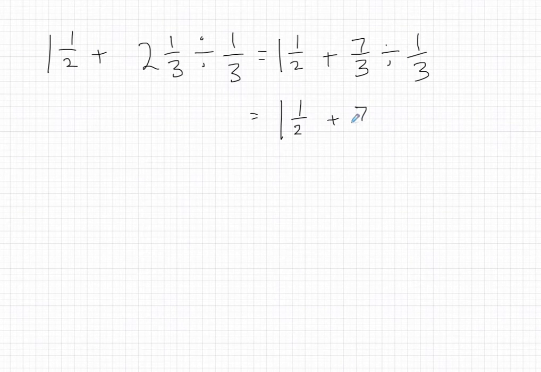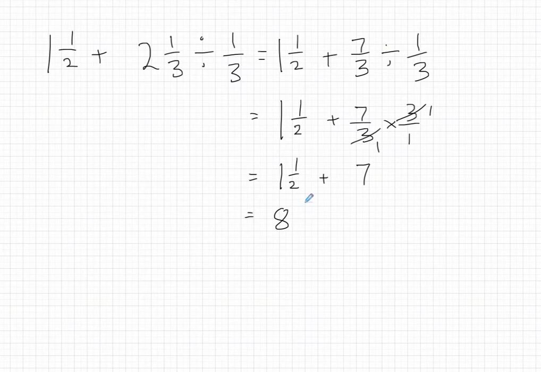Plus 7 over 3 multiplied by 3 over 1. So 1 1/2 plus the 3 cancels here, so that gives us 7. So the answer is 8 1/2.